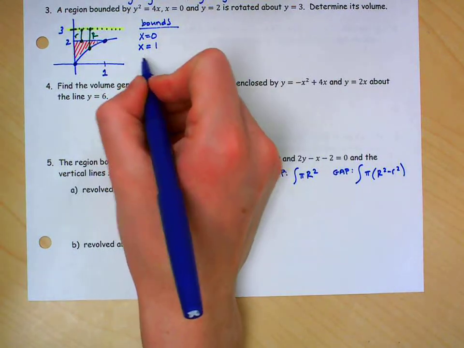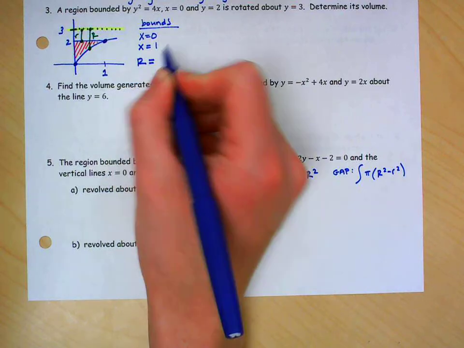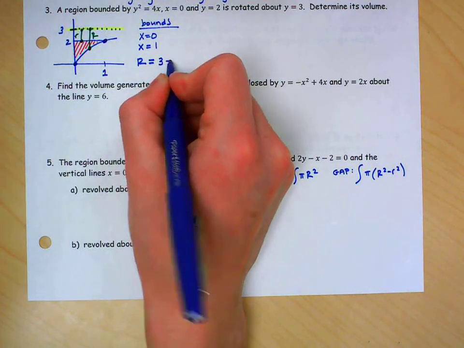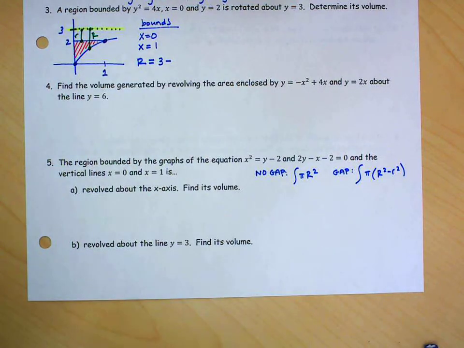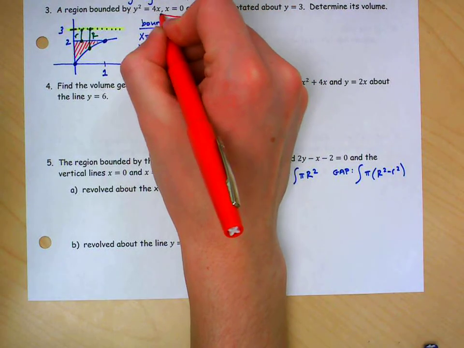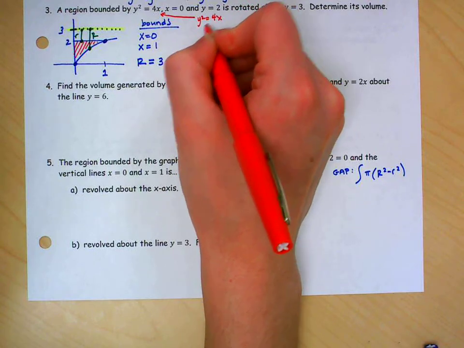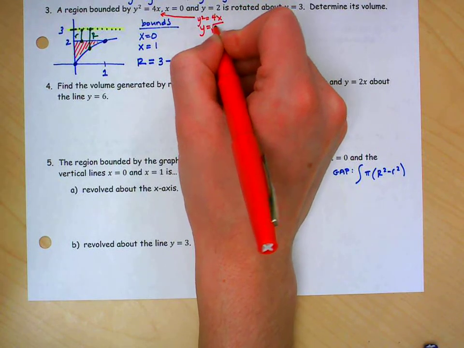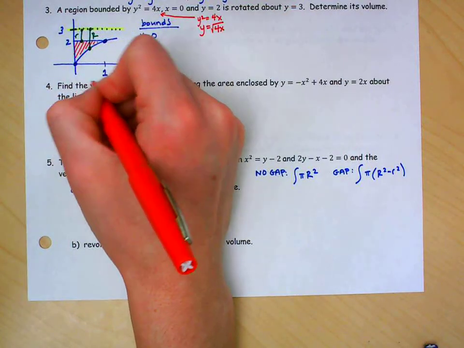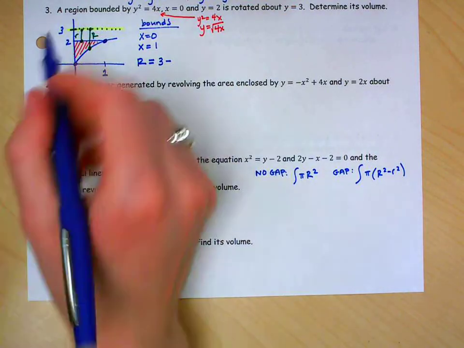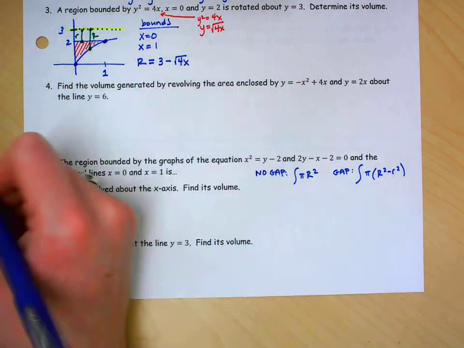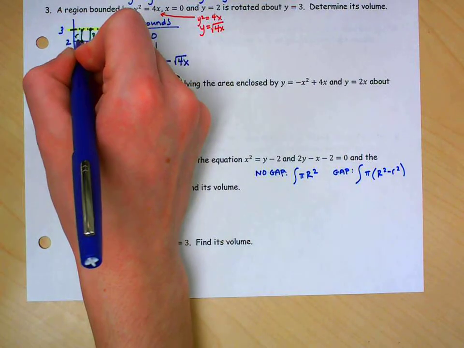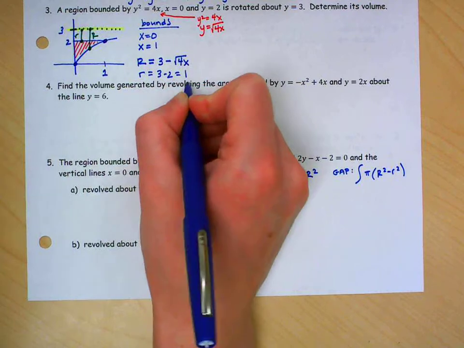Let's see if I can do big R and little r now. Big R is going to be from 3, which is the top, to this. And we haven't solved for y yet, so let's look at this really quickly. We know that y squared equals 4x, so y is equal to the square root of 4x. We just need the positive part. The negative part would be down here. So it's going to be 3 minus the square root of 4x. Little r is the distance from 3 to 2, so it's just 3 minus 2, which is equal to 1.